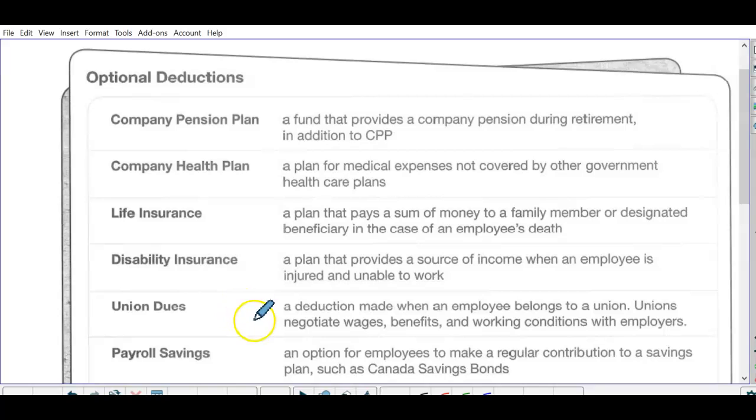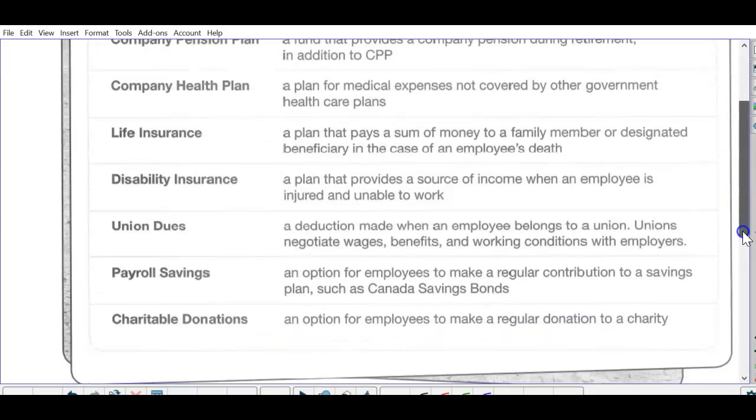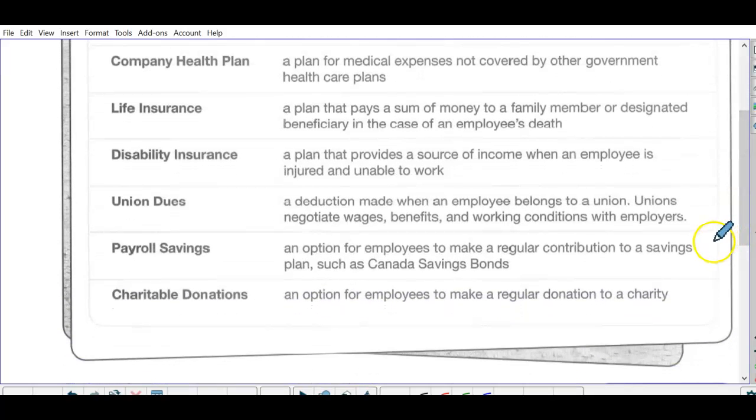Union dues: teachers pay what we call association dues, but essentially it's a little bit every month because we belong to a union or an association. Payroll savings, that's obviously optional. Some companies will allow you to contribute and save money, basically maybe getting a higher interest rate than at a bank. Charitable donations, you can donate through your company. It comes off your paycheck, but that's totally optional as well.